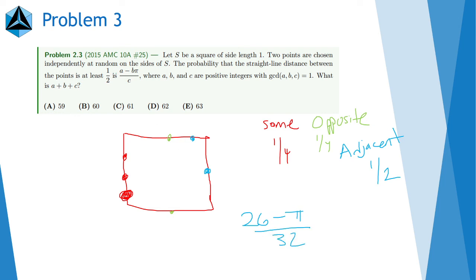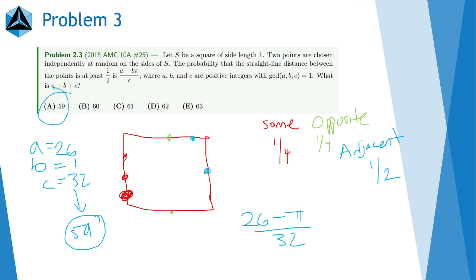That means that A is 26, B is 1, and C is 32. And thus our sum is going to be 59, which is A. And that is the problem.